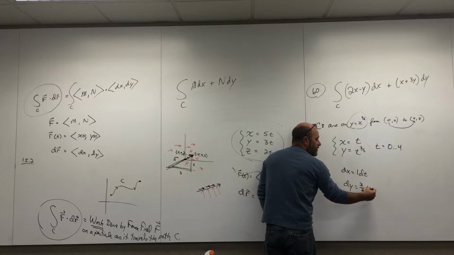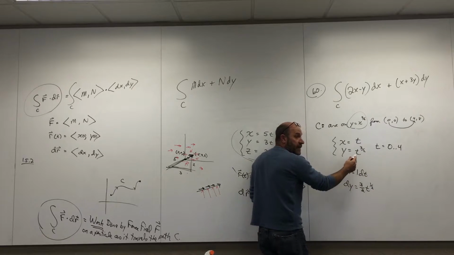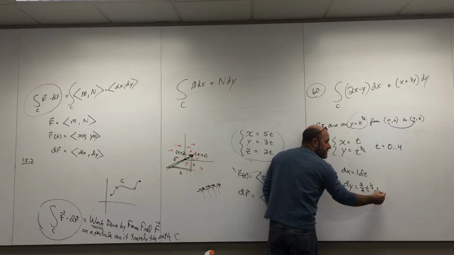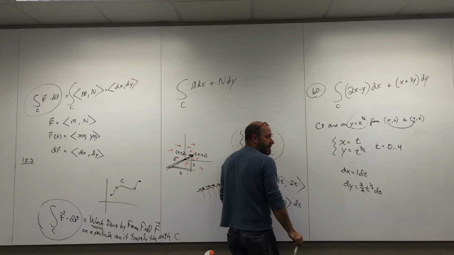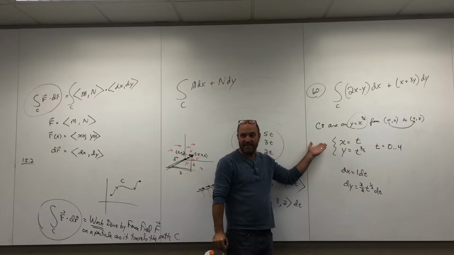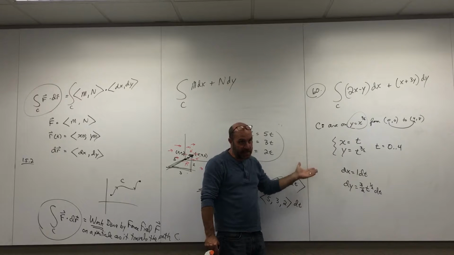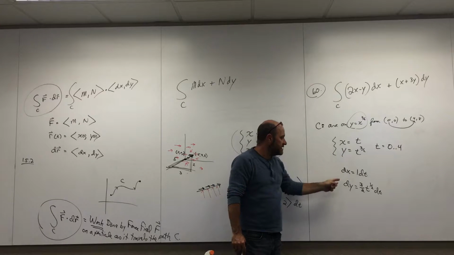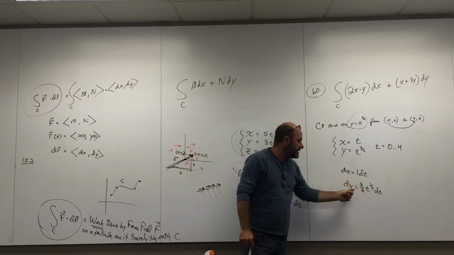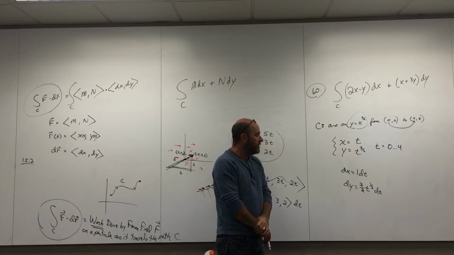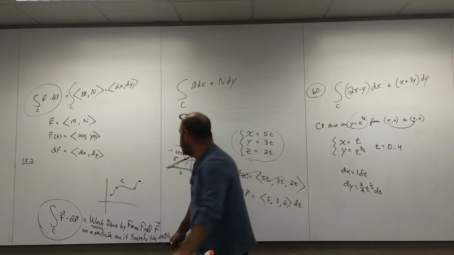3/2 t to the 1/2 dt. I'm doing a little derivative there. That's how you do a little derivative like that. If x is t, dx is dt. If y is this, dy is the derivative times dt. That's how we do it. Cool, I'm ready to throw all this in there.